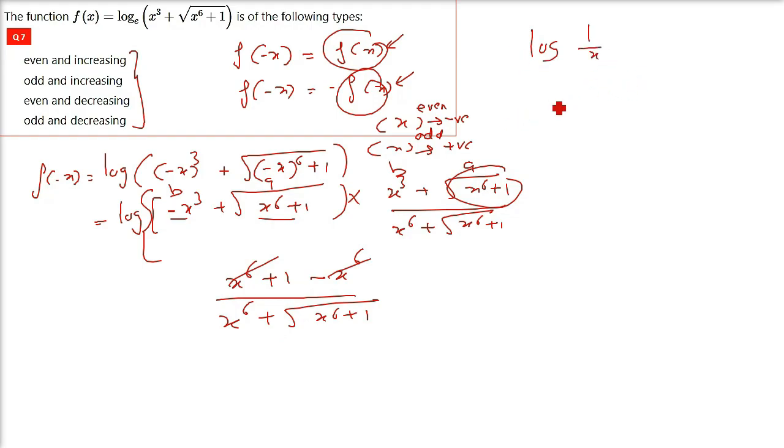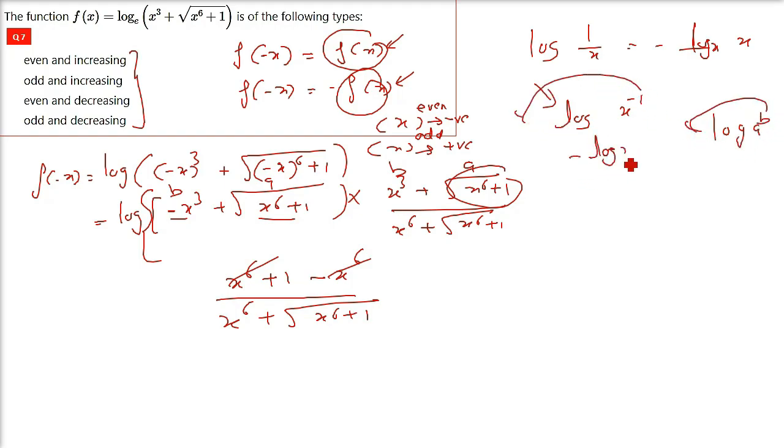But when we have log 1 by x, you can write it as negative log x. Why? Because this 1 by x is nothing but x raised minus 1. When we have x to the power minus 1, the power will come in front. Anything to the power will come in front of log. So when we take log 1 by something, it will be negative log the denominator. So negative log of x^3, it is x cube. So there is this slight change I have done.